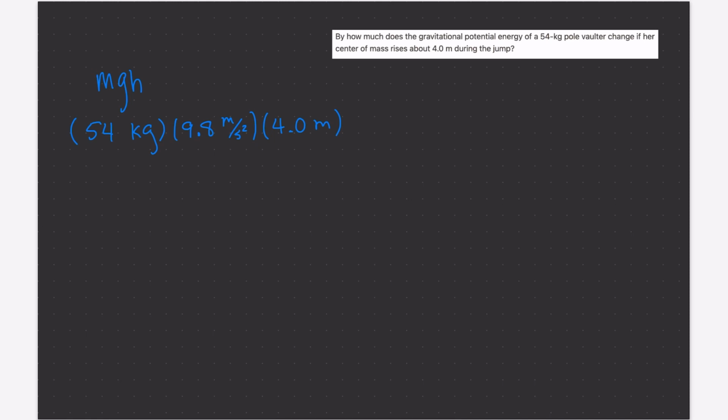All right, if we have our calculator handy, we're going to just plug that in. 54 times 9.8 times 4 should give you something like 2116.8. But we only have two significant figures in our factors, so we're going to use two significant figures in our answer. So we're going to write 2100 joules. Good luck on the next one.